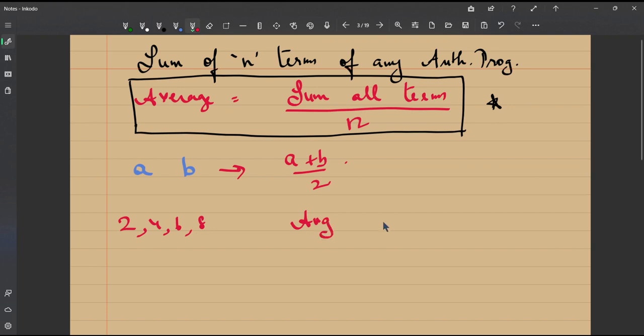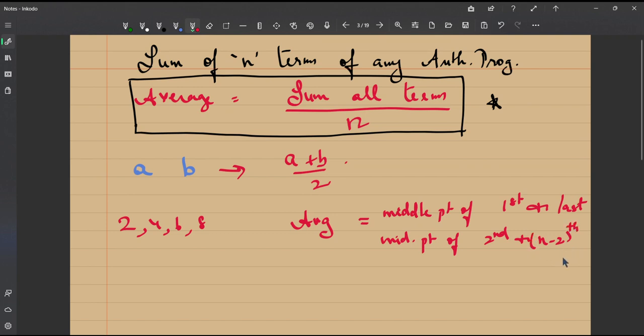And if you consider this sequence, 2, 4, 6, 8, an arithmetic progression, the average of all the 4 numbers was equal to the middle point of the first term and last term, and also equal to the midpoint of the second term and the (n minus 1)th term. So all this we just saw now.